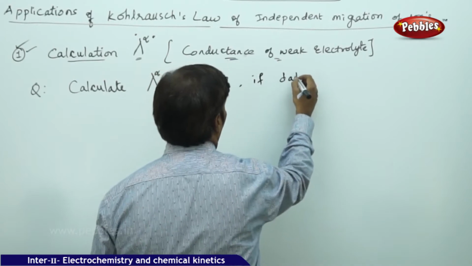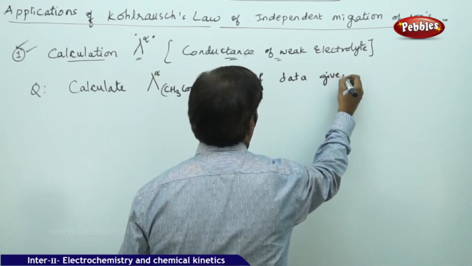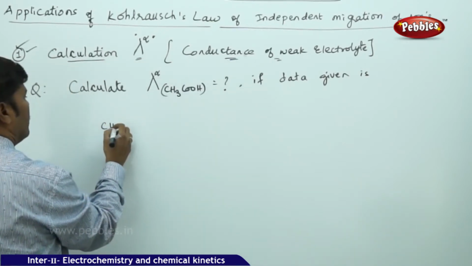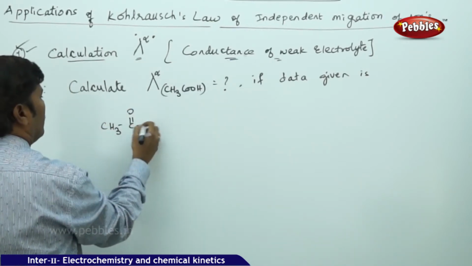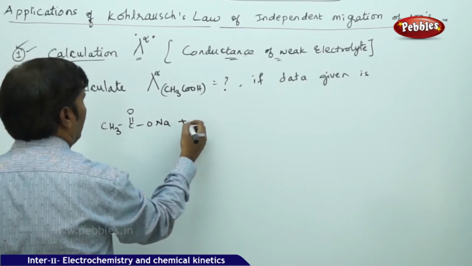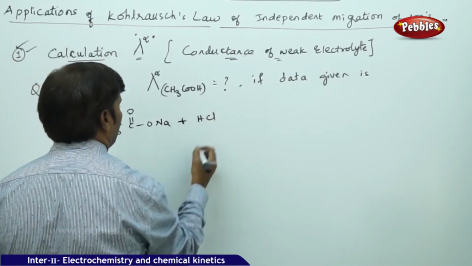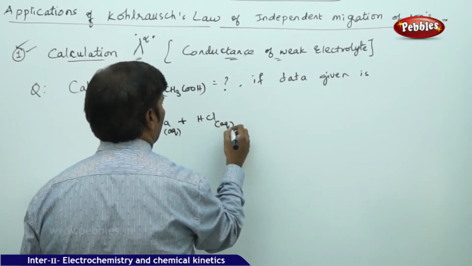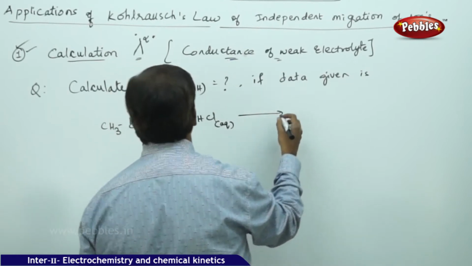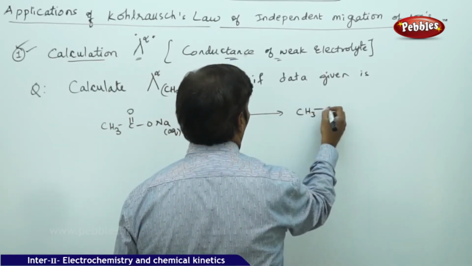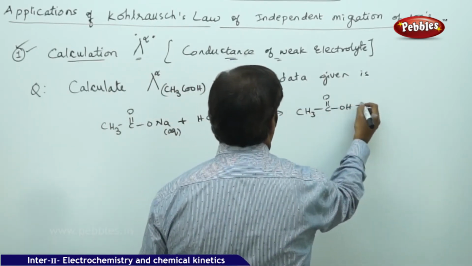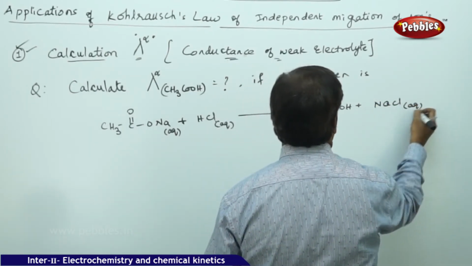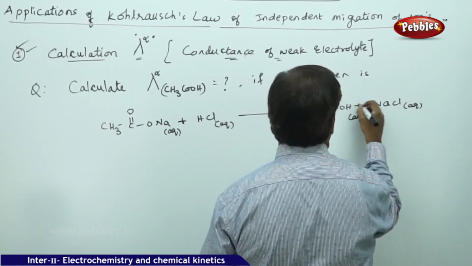given is CH3COONa, sodium acetate, when it is treated with acid, that is HCl, aqueous, this is also aqueous. So here it dissociates to give CH3COOH plus NaCl, aqueous. This is also aqueous.